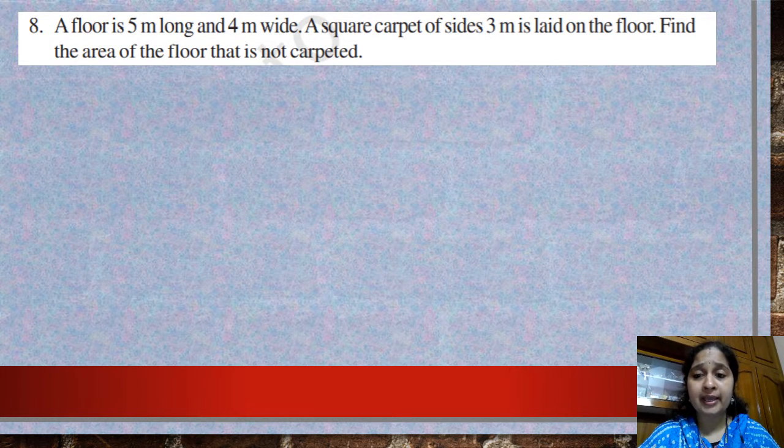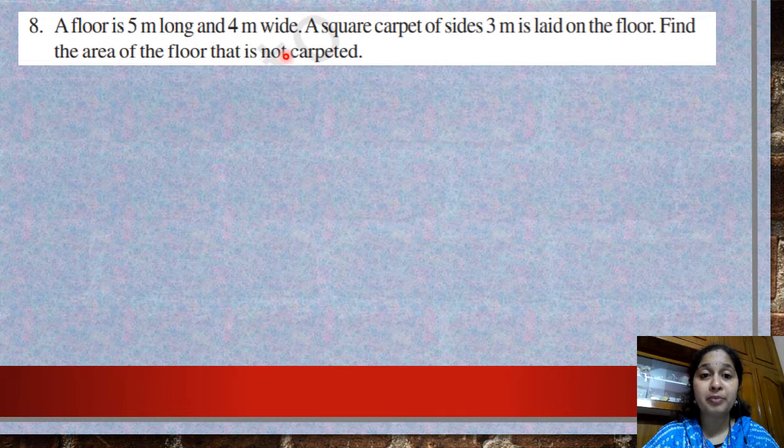Let's move on to the eighth problem. A floor is 5 meters long and 4 meters wide. A square carpet of side 3 meters is laid on the floor. Find the area of the floor that is not carpeted. So what are they saying, children? A floor is 5 meters long and 4 meters wide. So the length of the floor is 5 meters and the breadth of the floor is 4 meters. And a square carpet of side 3 meters is laid on the floor.